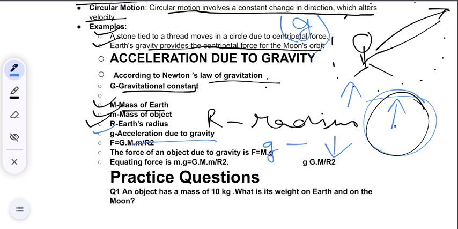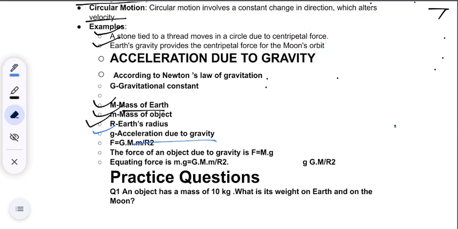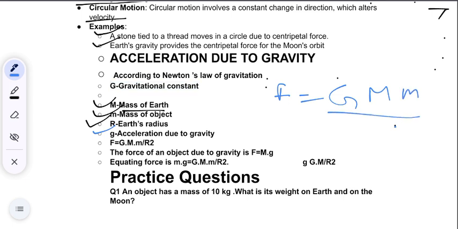Now F stands for force. Now formulas are formed. F equals capital G, the gravitational constant, into mass of earth into mass of object upon radius square. Radius ka square means earth's radius square. Okay, you need to learn this formula.